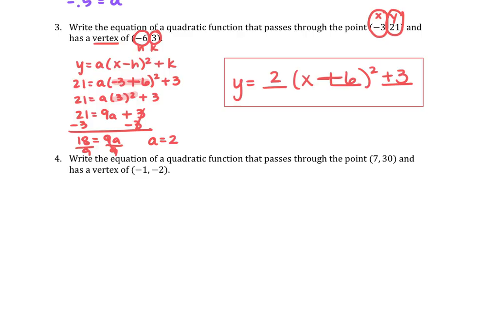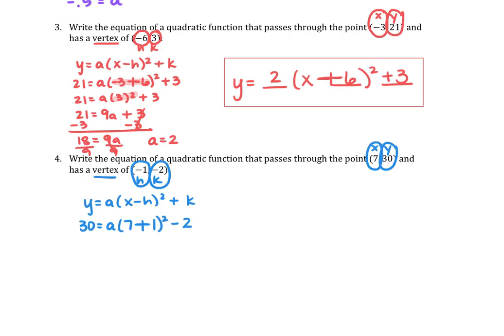Number 4. Start by labeling your point. Vertex is H and K. Other point is X and Y. Plug it into my vertex form equation. Y is 30. A, I do not know. X is 7. Minus my H value of negative 1. Remember, minus a negative will turn to a plus. And K is negative, so I'm just going to say minus 2. We're ready to go from there.